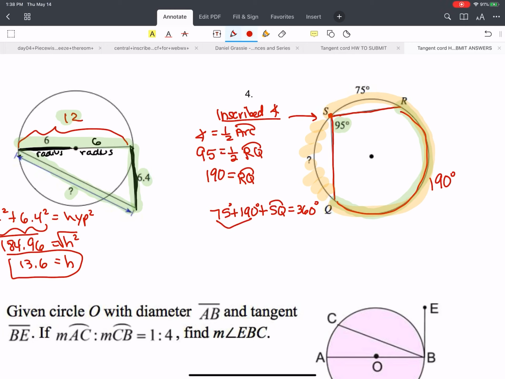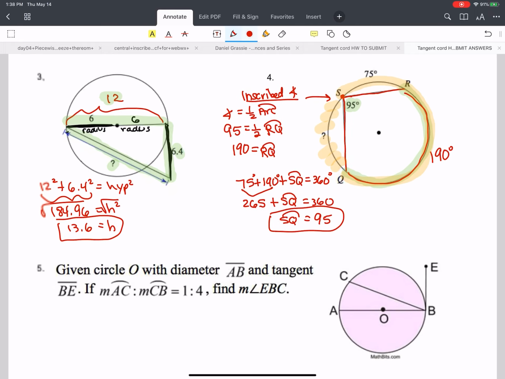So that would be 265. I think I added that right. It's 360. And if I subtract it, do I really get 95? All right, well that works. 95. So that was the answer for that one.